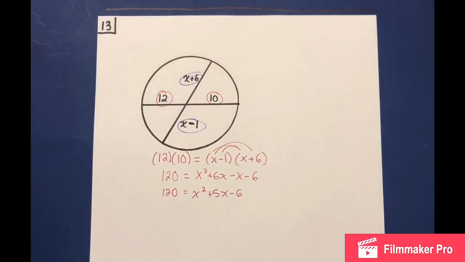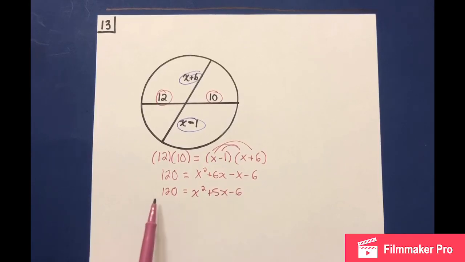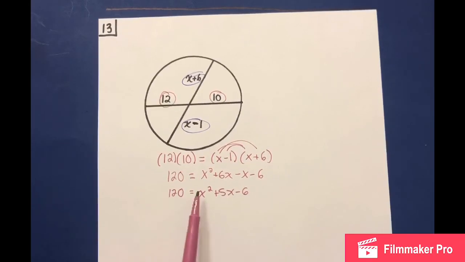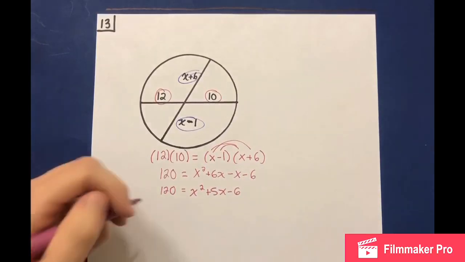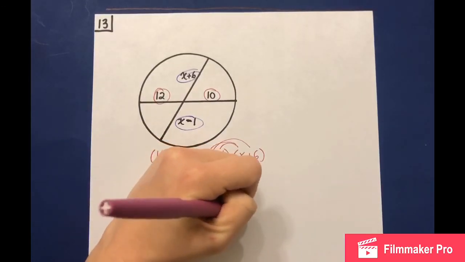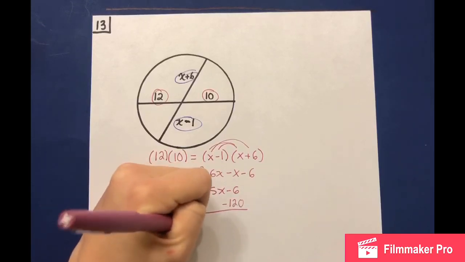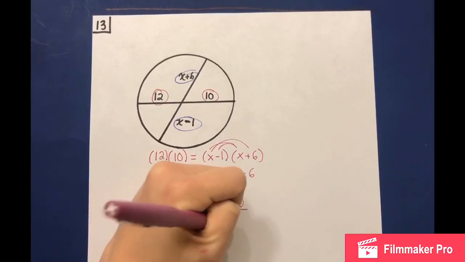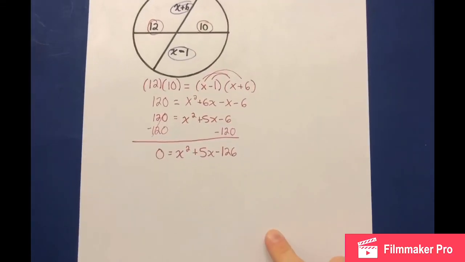Here's the thing. I have an x squared term, an x term, a constant, and another constant that isn't going to cross out either of these three. So I know here I'm probably going to have to FOIL or factor. So let me move that 120 to the other side. I get 0 equals x squared plus 5x minus 126. Okay, so we're going to have to factor that.